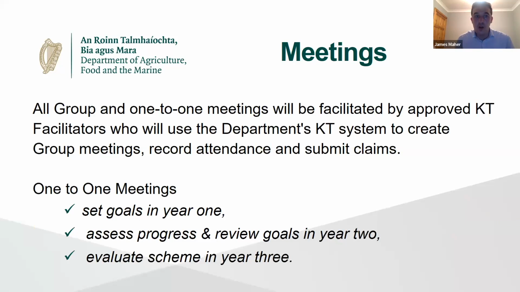Again, all the group and one-to-one meetings will be facilitated by the facilitators using their online system to create the meetings, to record attendance, and to submit any claims. And just a quick recap: in addition to those group meetings, there are the one-to-one meetings each year, where we set goals in year 1, assess progress in year 2, and evaluate the scheme in year 3.